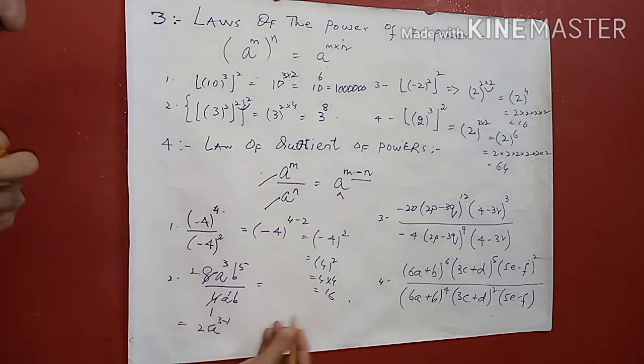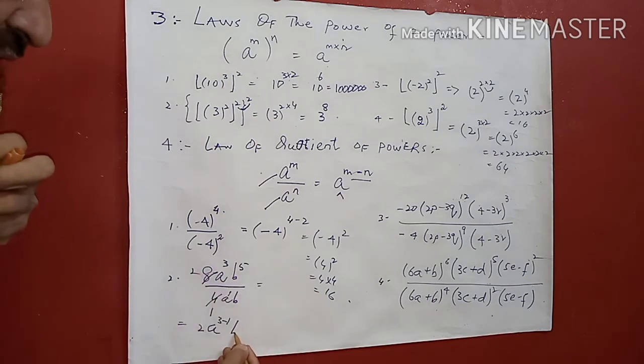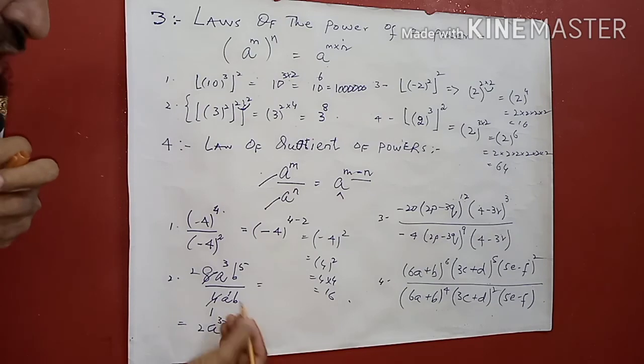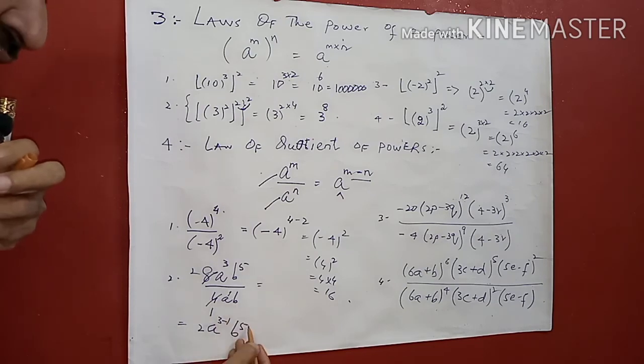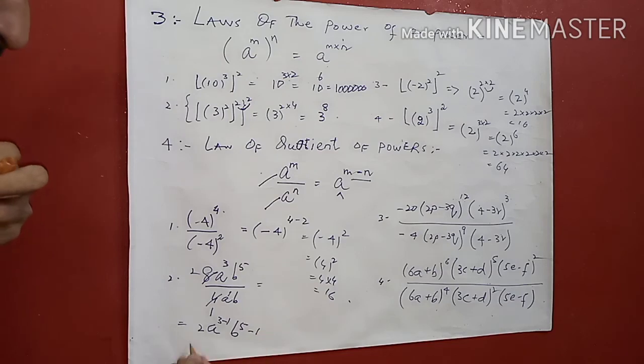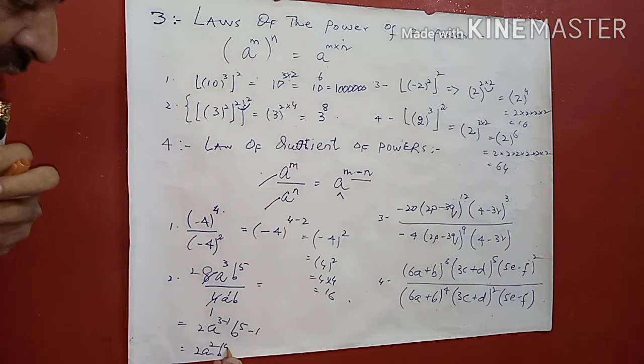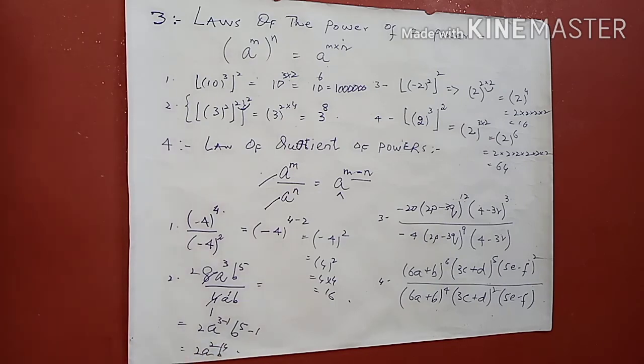Similarly, we shift towards b. In the numerator b has power 5 and in the denominator 1, so 5 minus 1. Now the answer is 2, a raised to power 2, b raised to power 4. This is the simplification of the question.